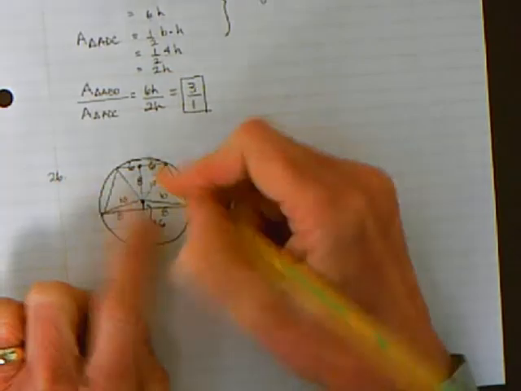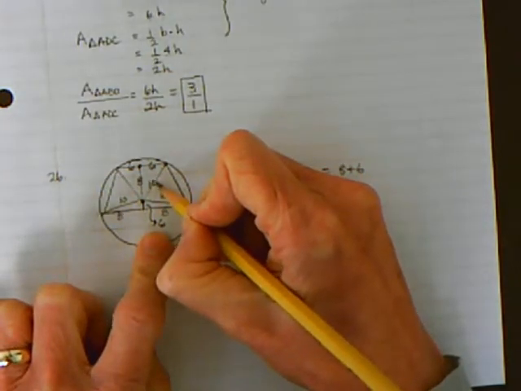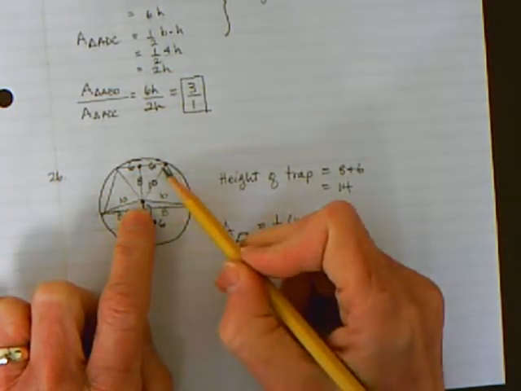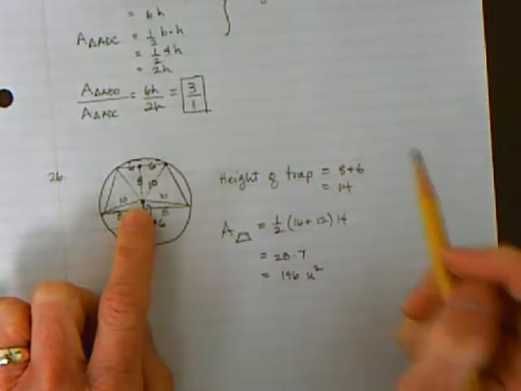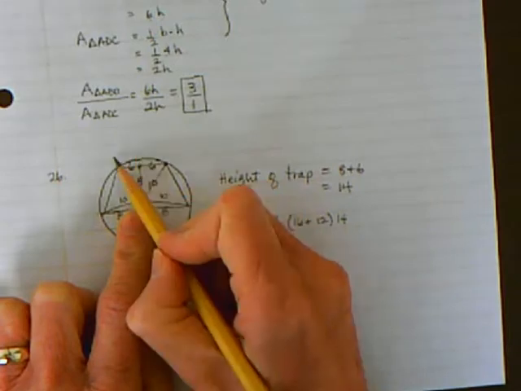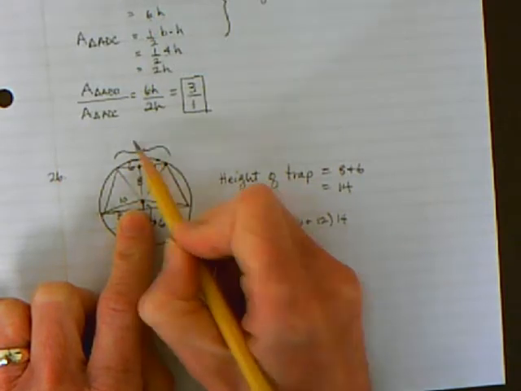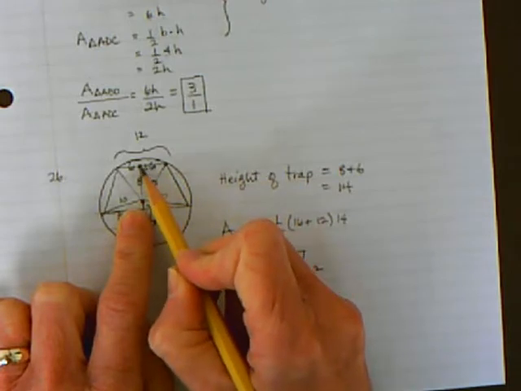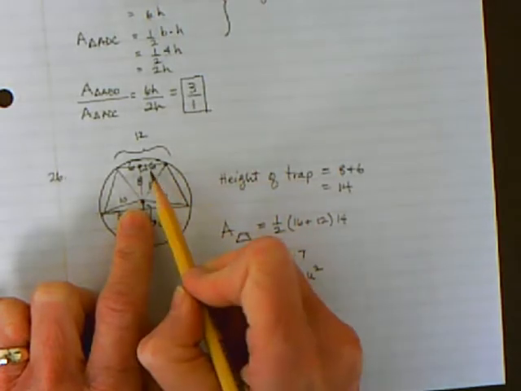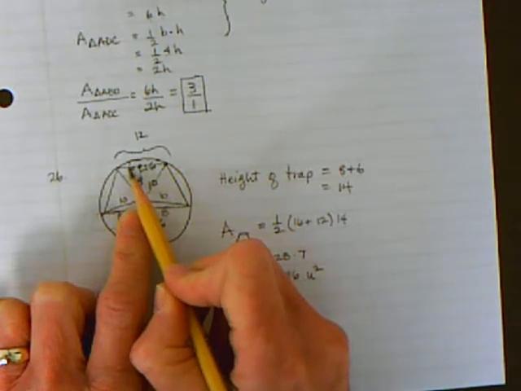Now, I'm given that the radius is 10. I don't know the height. I need to find the height. But I know that the entire length of this one base is 12. Now, if I drop the perpendicular, I hit the midpoint, right? And so this has to be 6, this has to be 6, because this is a midpoint.